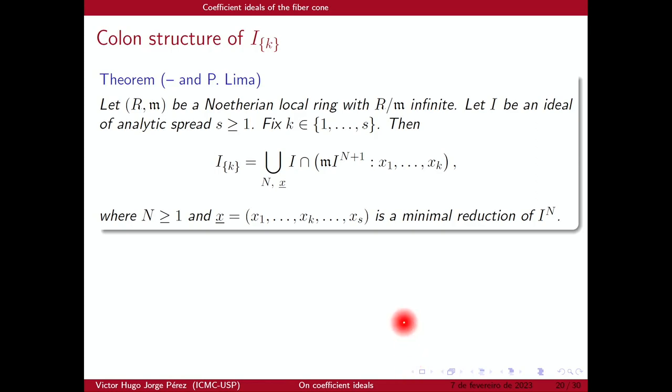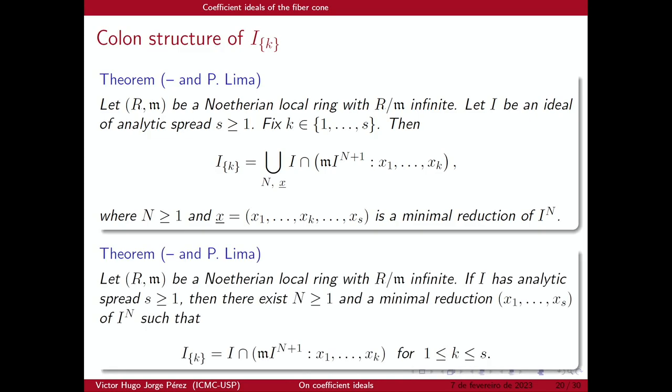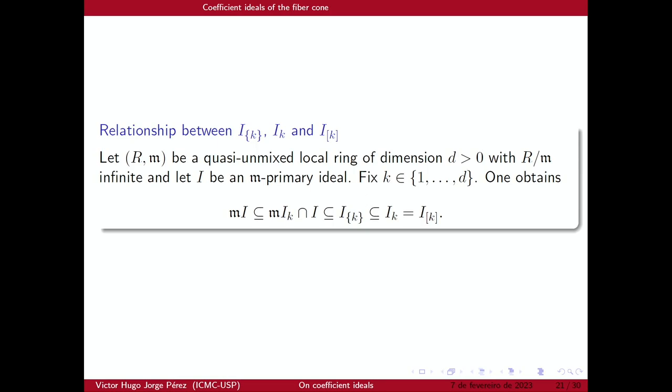We also prove the structure of the coefficient ideals of the fiber cone. It is similar, but here appear this I union, this I intersection, this colon. This is the same sequence, the minimal reduction of the power of the ideal. We also get this finer structure. It's a very nice result. In this case, these are the coefficient ideals of the fiber cone. And we get the same relationships between them.